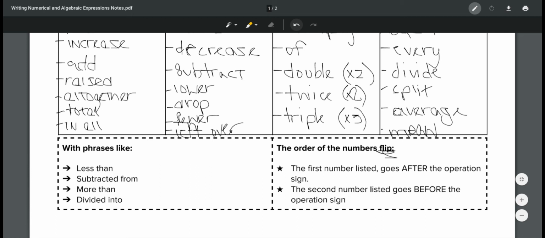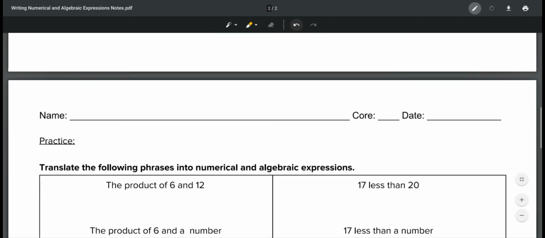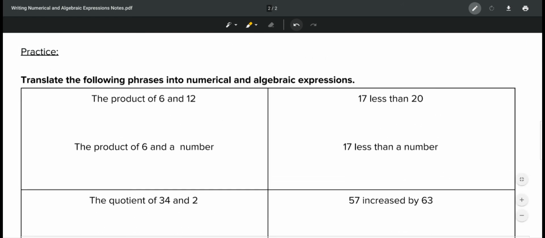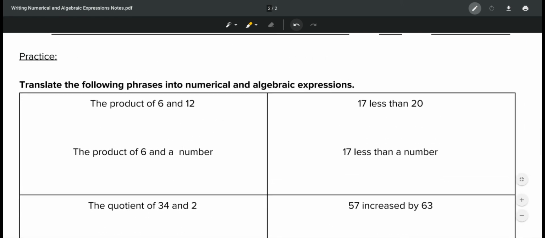We're going to practice on the back, though. So go ahead and flip to the back of your paper. And we're going to translate these into numerical and algebraic expressions. The difference is numerical just has numbers in it. So that's like the top one there, the product of 6 and 12. Algebraic means we're going to be using a variable, which we talked about on the front side. Remember, a variable is just a letter that represents a number.